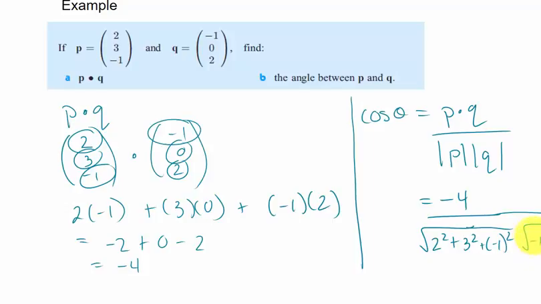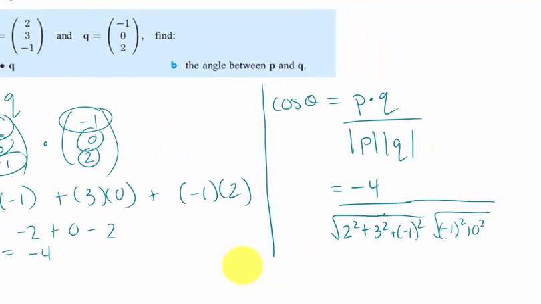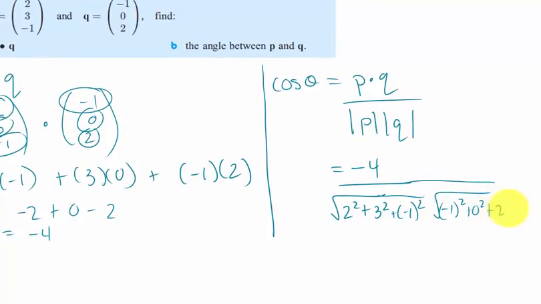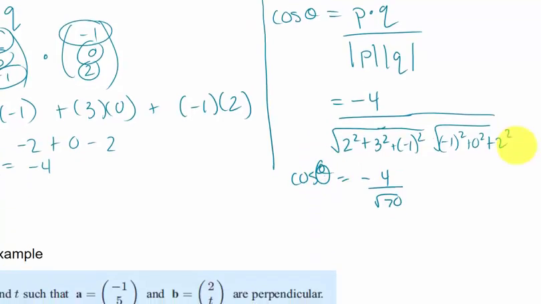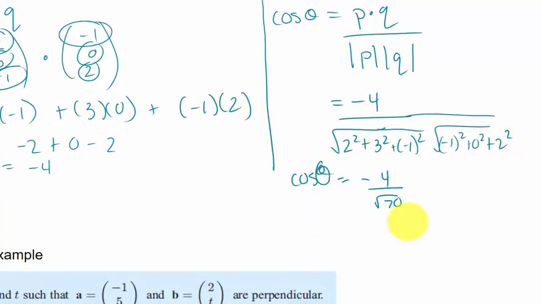Multiplied by -1 squared plus 0 squared, plus 2 squared, which is -4 over the square root of 70. And then I'm going to make sure my calculator is in degrees and take the inverse. I get 119 degrees between those two vectors.